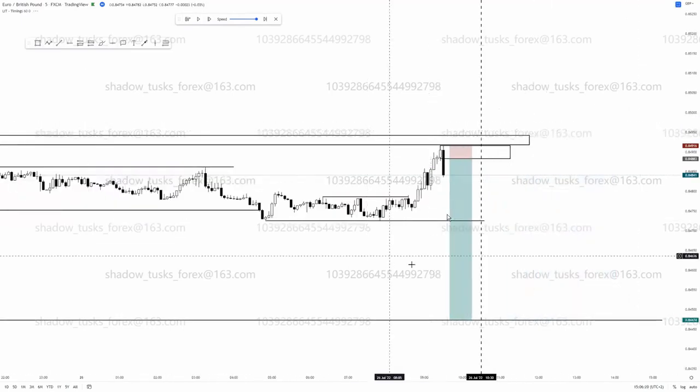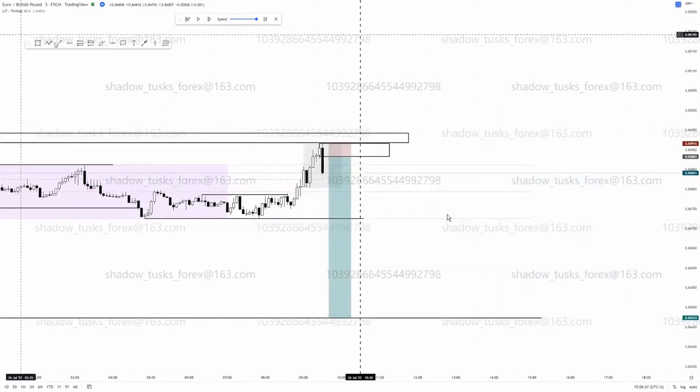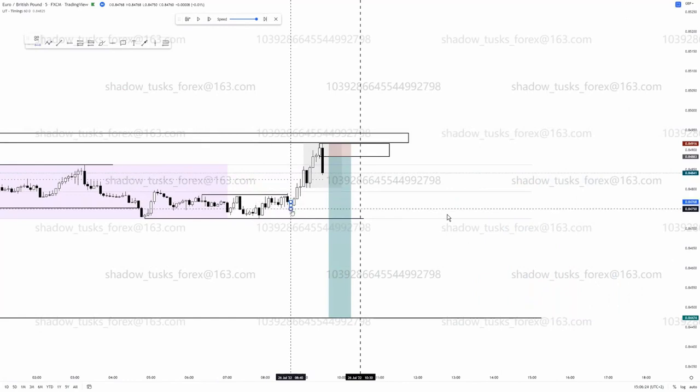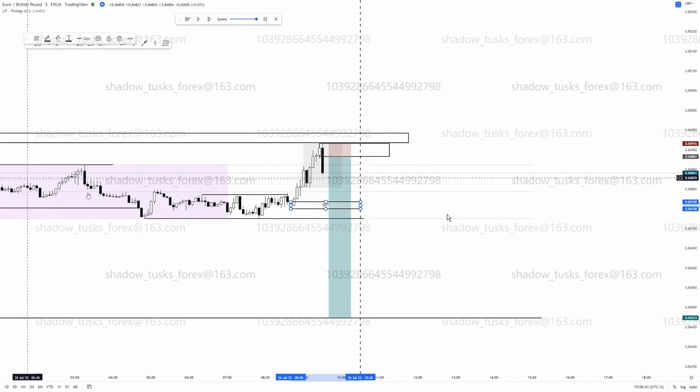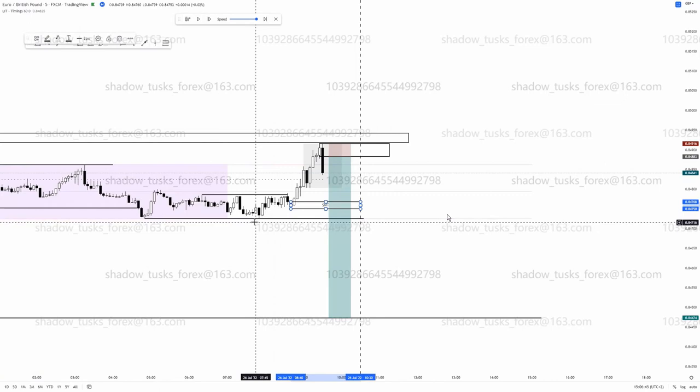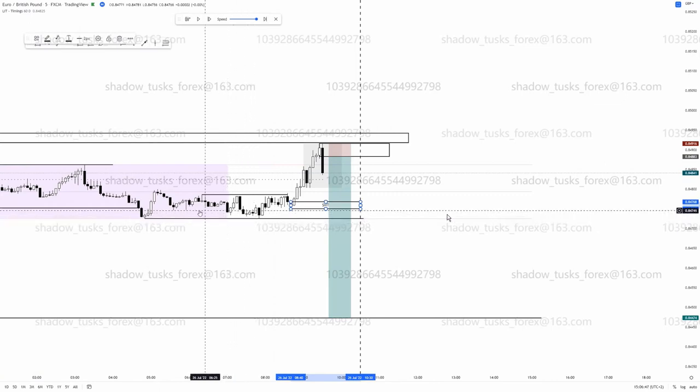So ideally, if we come down into something like this, is this a mitigation that we want to take? Probably not. It's probably going to be an SMT. And why is it fair to assume that it would be an SMT? Well, it's because of the equal lows right here. You know, this is Asia low. It's also equal lows.